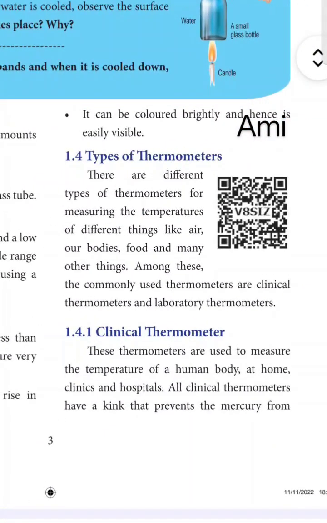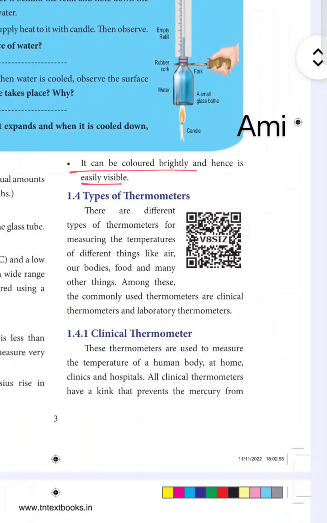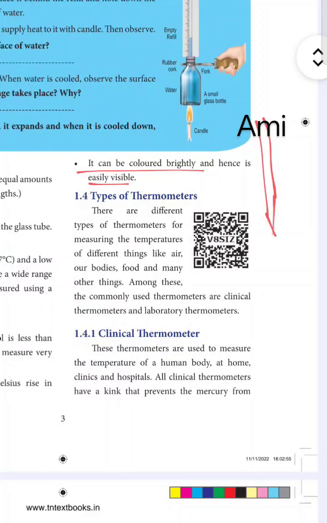It can be colored brightly, and hence it is easily visible inside the glass tube. So if it is placed in the glass tube of a thermometer, if you are using alcohol, it's easily colored, so the visibility is high, so we can easily identify the measurement, so hence it is used.